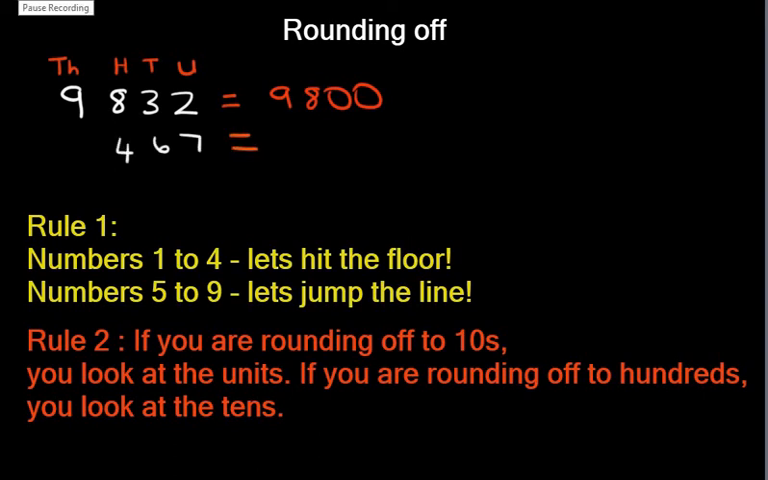If we were to round off 467 to the nearest 100, what would we look at? We would look at the tens. And which unit is that? That is our 6. Where does it lie? It lies between numbers 5 and 9. What do we need to do? We need to jump the line. What will it round off to? Can you tell me? It will round off to 500. Let's do one more.